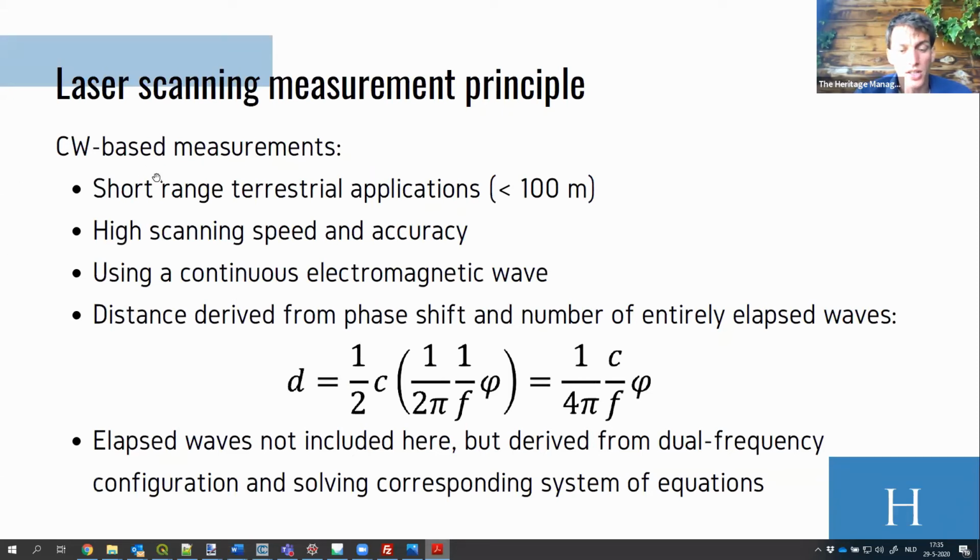For short-range terrestrial applications, where the distances are limited to 80 meters, 100 meters, in many of these cases you will find continuous wave distance measurements. And the big advantage of that is that these scanners, especially for these short ranges, have a very high speed and a very high accuracy.